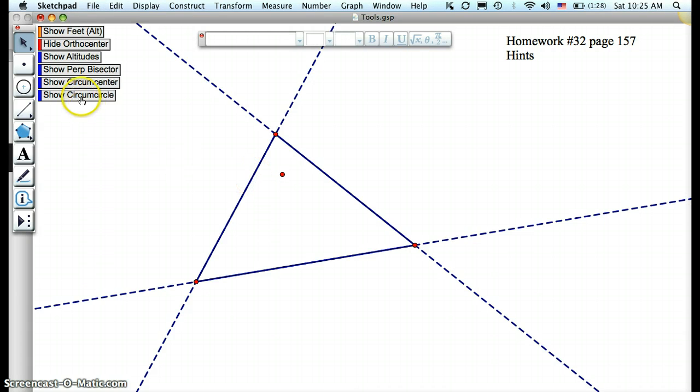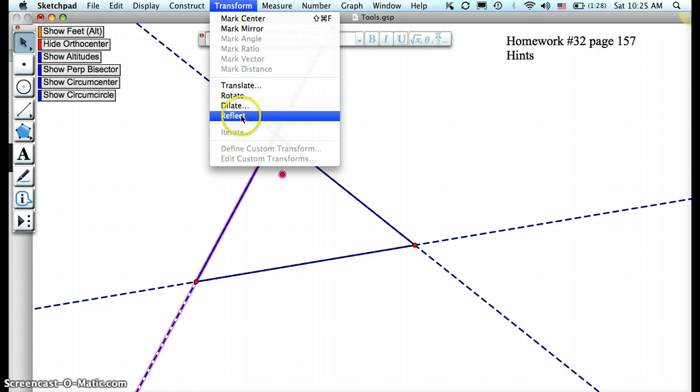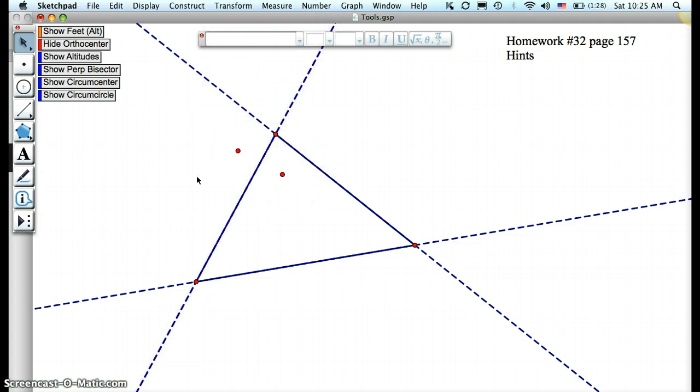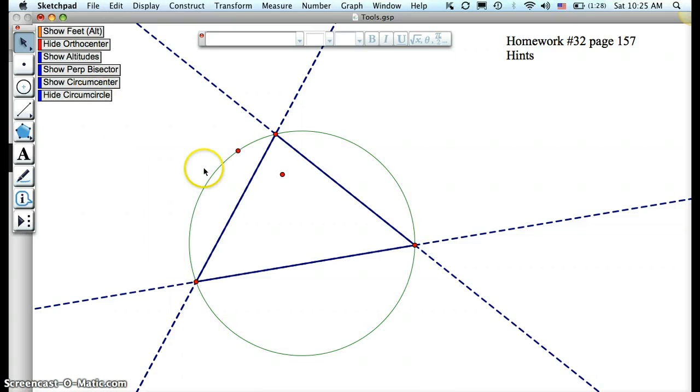I'm going to reflect the orthocenter across one of the sides. So I'm going to transform and reflect. And that point falls outside the triangle. The conjecture is that that point will fall on the circle that contains the three vertices of the triangle, or the circumcircle. So I'll turn that on to see, and it looks like that indeed happens, so that's good.